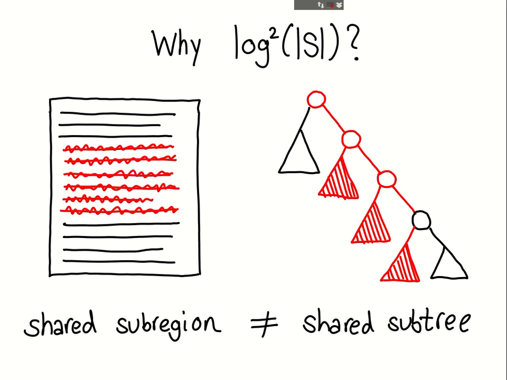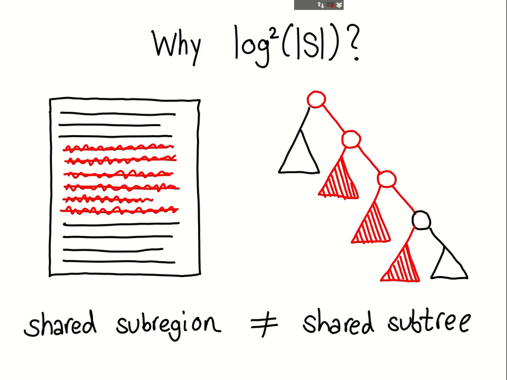Why is it a log square? Well, the problem is that a shared subtree is not the same thing as a shared subregion. If I have a shared subregion in a document, it may be translated into multiple shared subtrees in my tree representation.